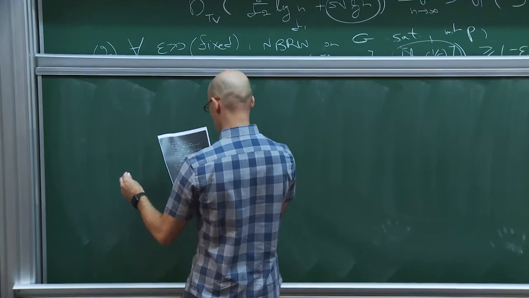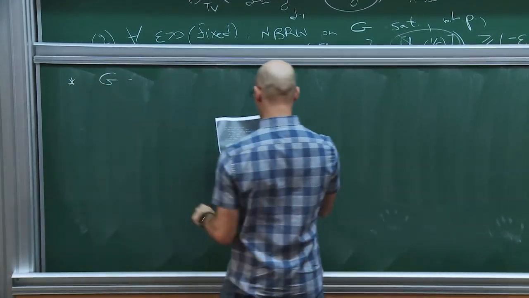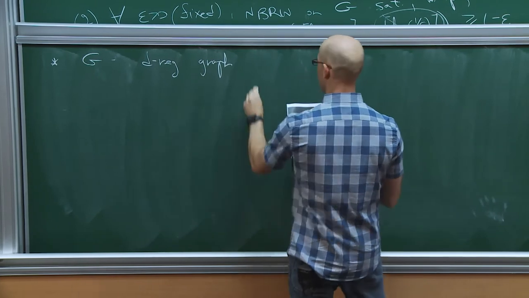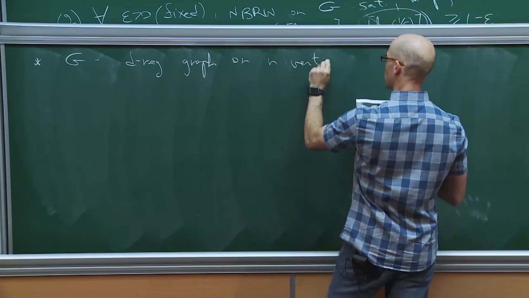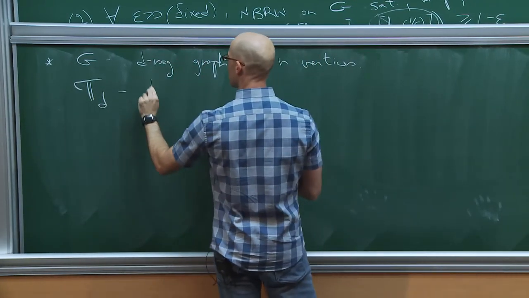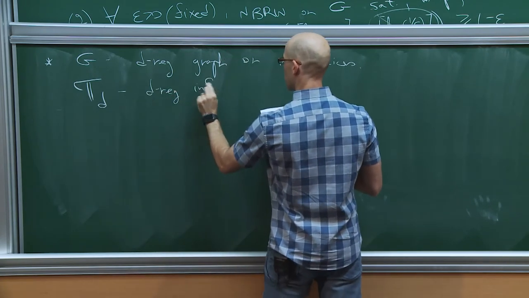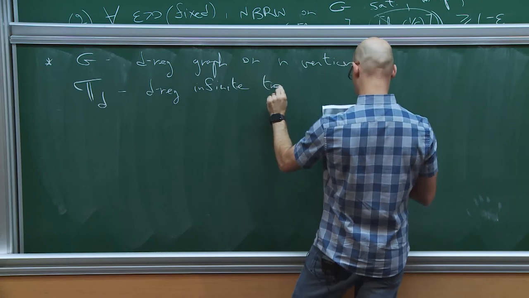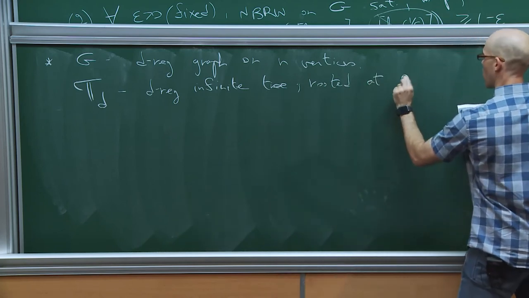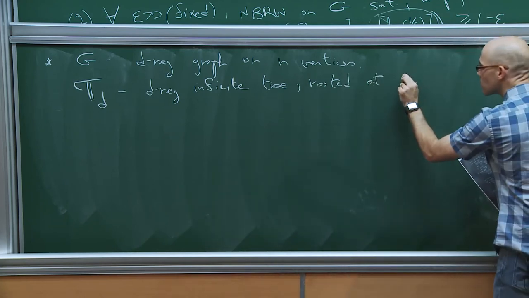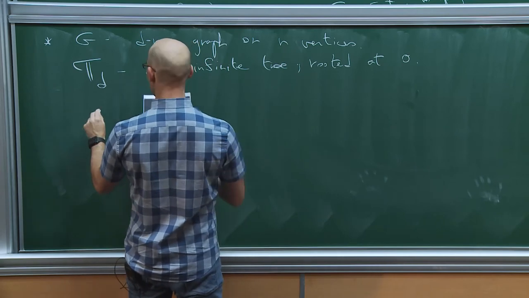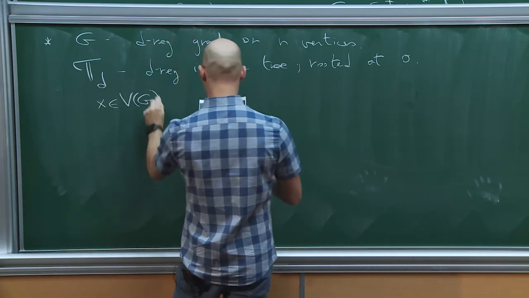Okay, so let's think of G now that is just a d-regular graph on n vertices. It doesn't need to be random. And T will be the d-regular infinite tree, rooted at o. I'll do a little twiddle here. And we'll also fix some x in G.